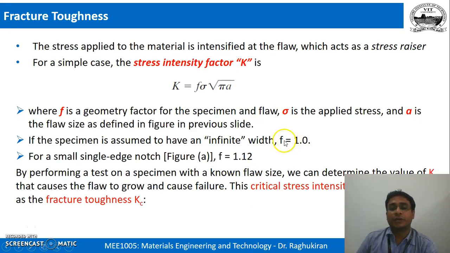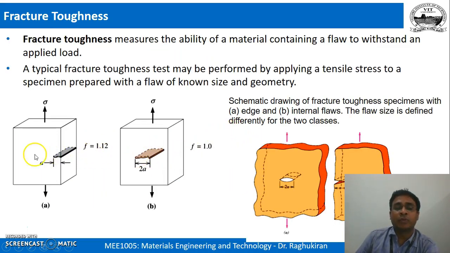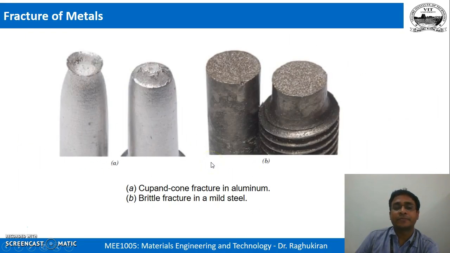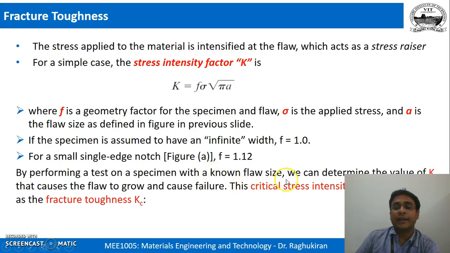Now, what is fracture toughness? That is given here. So you keep applying the tensile stress until the material fractures, because there is a point at which this particular crack will propagate and the material will fail, right? So that is the critical stress intensity factor at which the flaw is growing in size and finally causing the failure. That critical stress intensity factor is what we call fracture toughness.